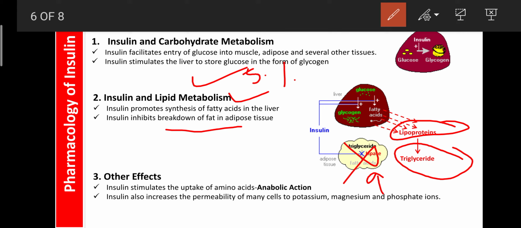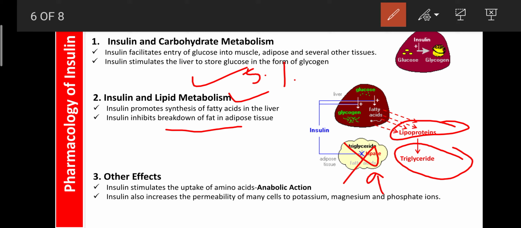On one side it enhances the formation of triglycerides, and on the other side it inhibits the metabolism of triglycerides. Due to that, fat accumulates in the adipose tissues or muscle, and weight gain occurs during insulin therapy.